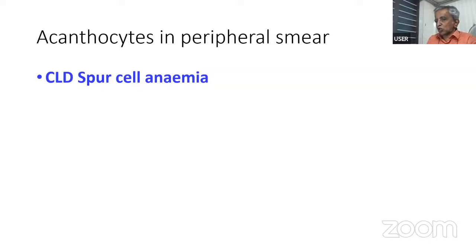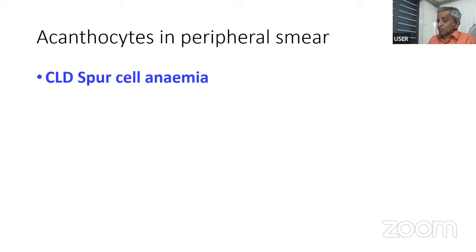Acanthocytes are otherwise called spur cells. Acanthocytic anemia, otherwise called spur cell anemia, occurs in chronic liver disease. In the olden days it was actually an indication for transplant. Now there are other indications for liver transplantation.